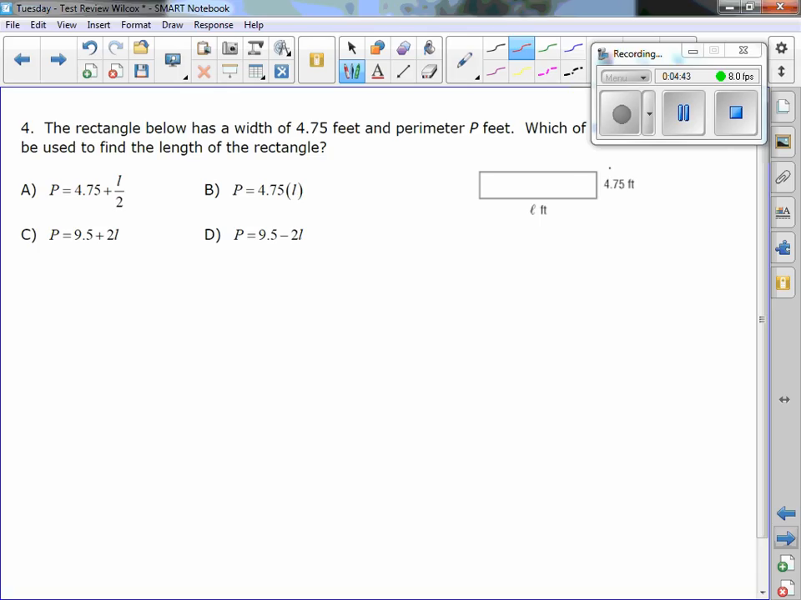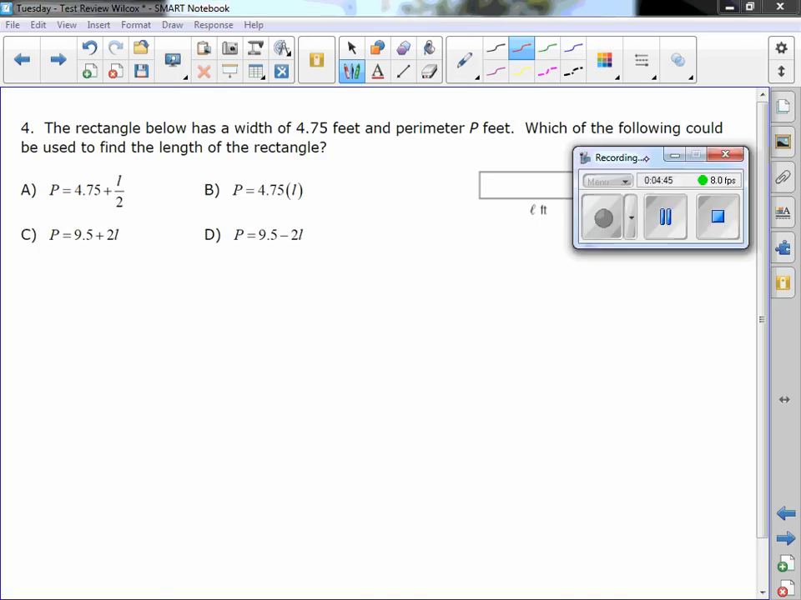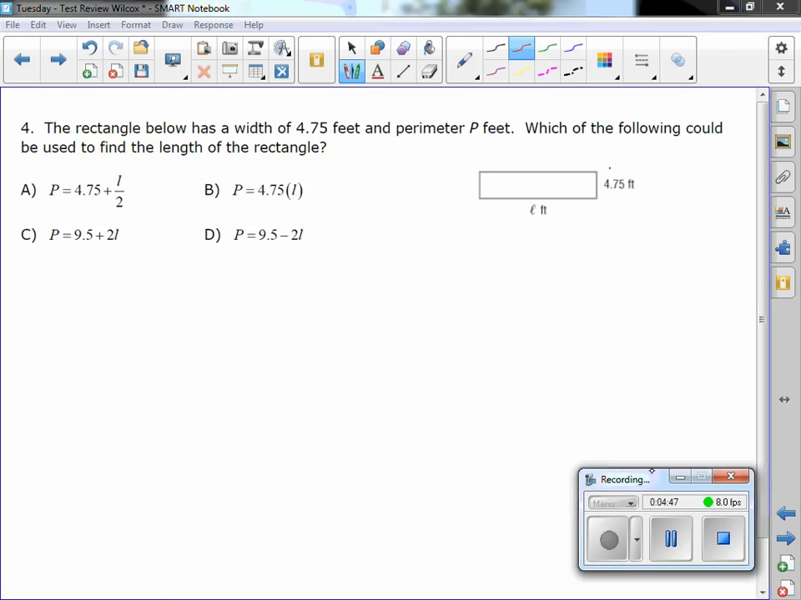Number 4, the rectangle below has a width of 4.75 feet and a perimeter of p feet. So there's one of our key words, perimeter. Which of the following could be used to find the length of the rectangle? So our rectangle, we know we have a width on both sides of 4.75, length on bottom, length on top.